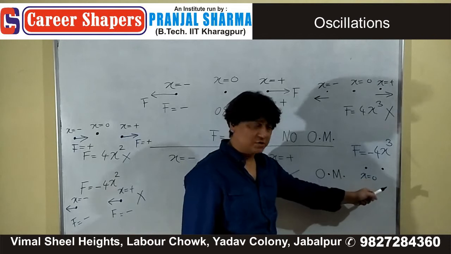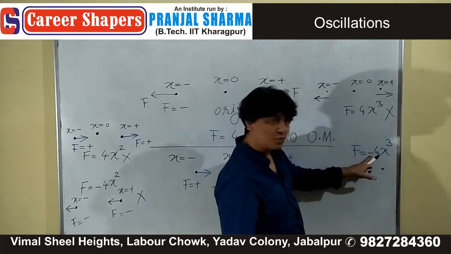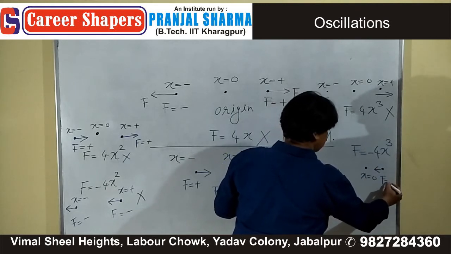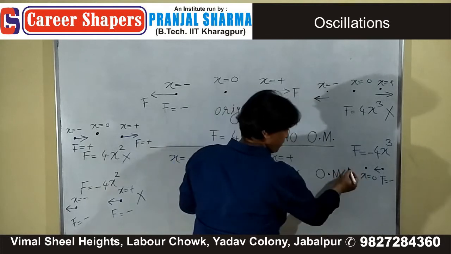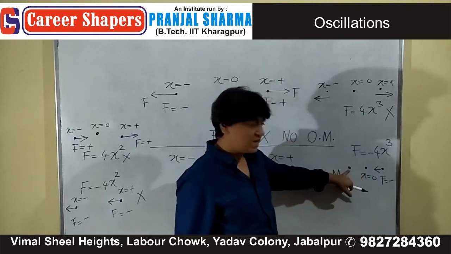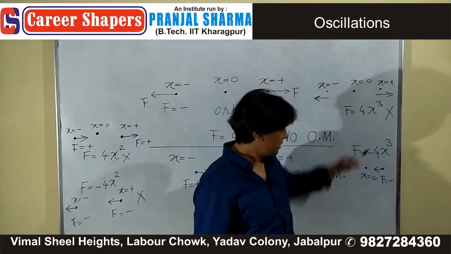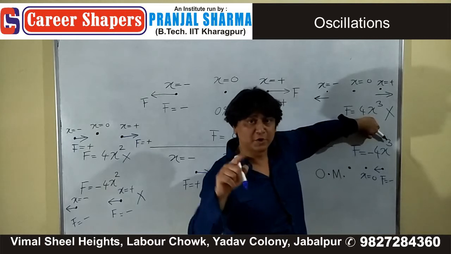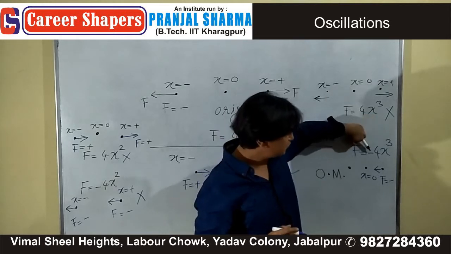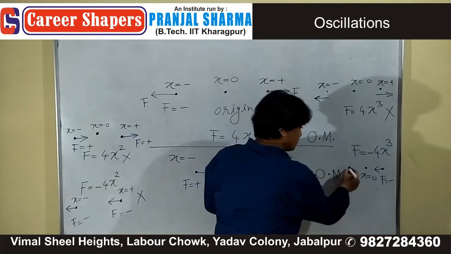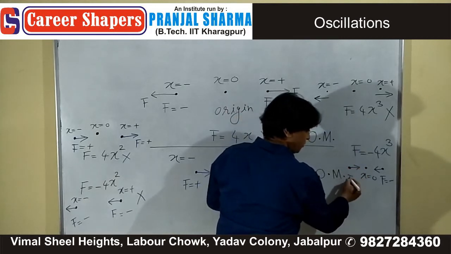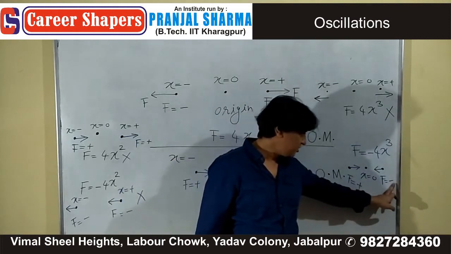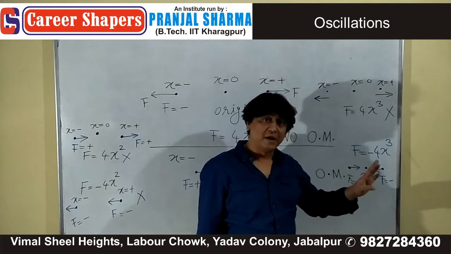x is what? Positive. If x is positive, force is what? Negative. You see a different direction of force. Force is negative. If you are on this side, the x coordinate is negative. x is negative, its cube is negative. Minus 2, its cube is what? Minus 8. That minus with this minus becomes what? Plus. Force is in this direction. Force is what? Positive. You see the change in the force.